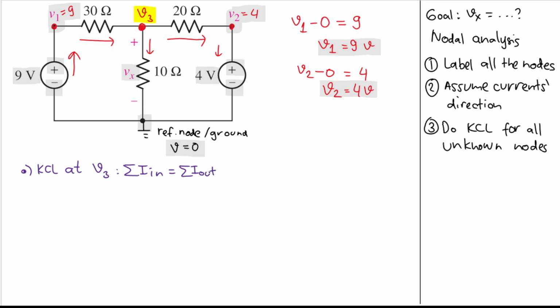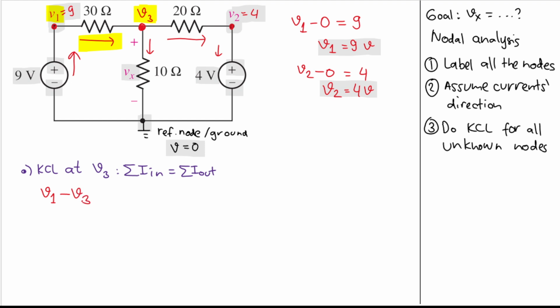Okay, let's see here. The only current that goes into V3 is this current here, but we don't know the value yet, but we can derive the equation from Ohm's law. Remember Ohm's law? Voltage divided by resistance. What is the voltage? It is V1 and V3. V1 is where the current comes from, so we'll write V1. And then V3 is where the current goes to, so I'll have minus V3.